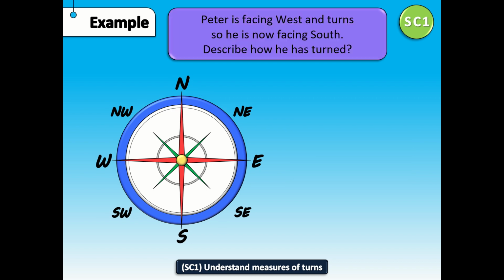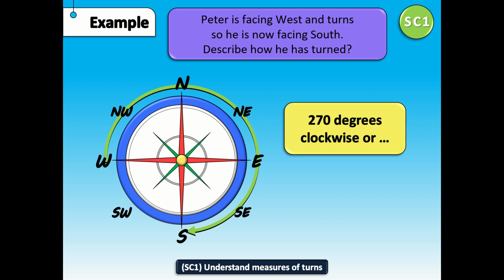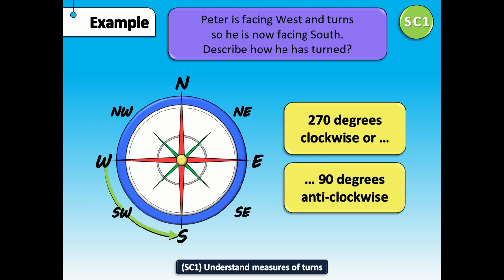Peter is facing west and turns, so he's now facing south. So let's describe how he has turned. Well, if he turned clockwise and he was facing west and he's now facing south, that means he's turned 270 degrees clockwise. Or if he turned anti-clockwise, he will have turned 90 degrees anti-clockwise.